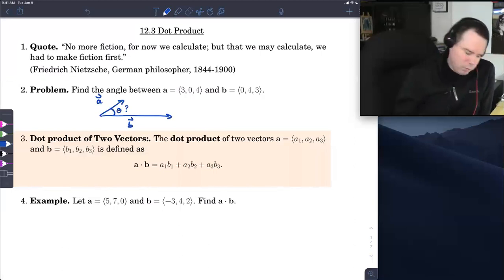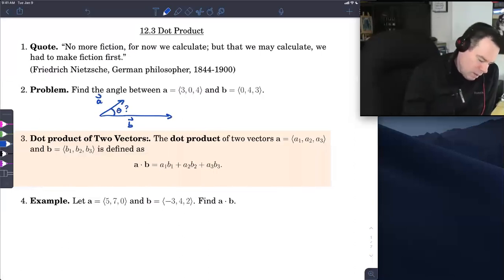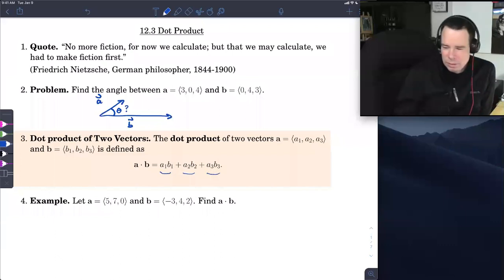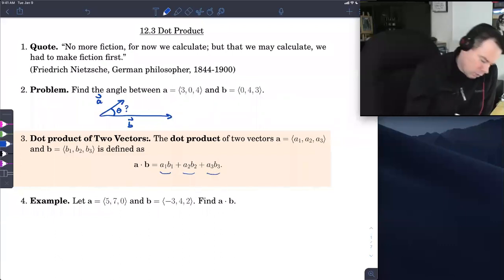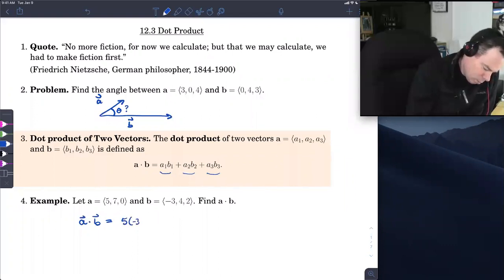The dot product of two vectors is obtained by just taking the product of their x components, the product of their y components, the product of their z components, and adding them up. So for example, if I want to find the dot product of these two vectors, then it's 5 times -3, the product of their x components, plus 7 times 4, plus 0 times 2. Or in other words, -15 plus 28 plus 0, or 13.